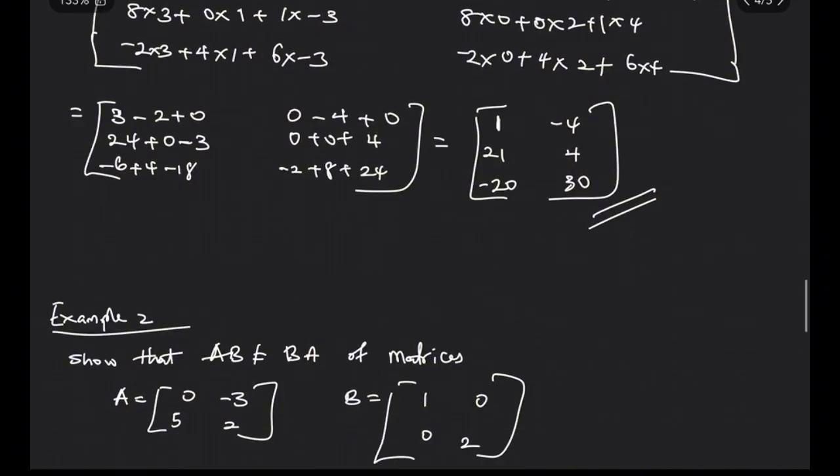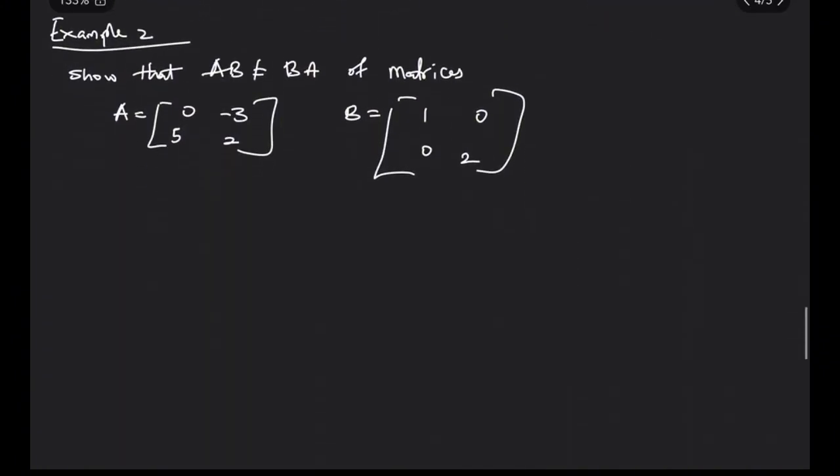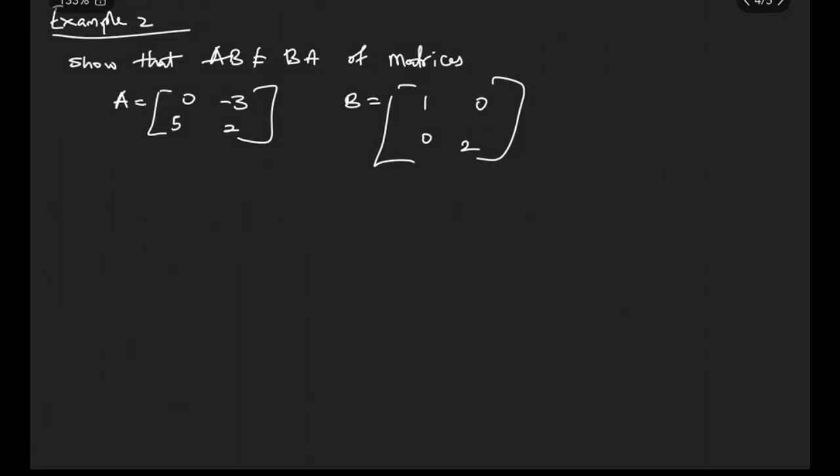So that's the answer for that. So let's look at the second question. I want to show that AB is not equal to BA of matrix. That means matrix multiplication is not commutative, unlike natural numbers where we can multiply and get the same.